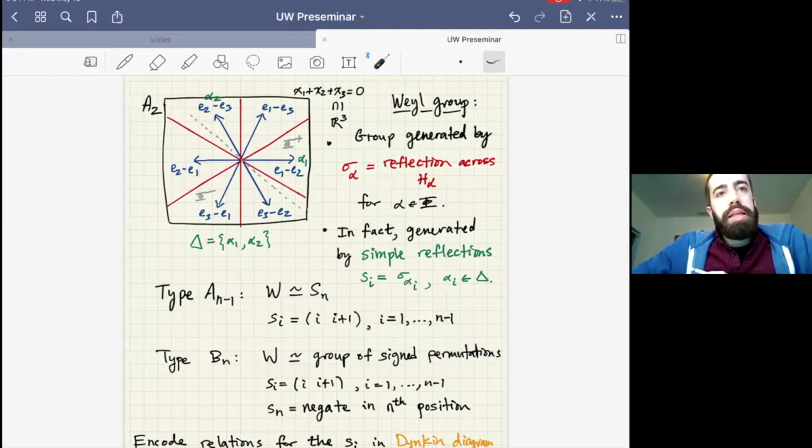How I came up with this choice is that I chose a generic hyperplane, some hyperplane which is not perpendicular to or containing any of my roots. That's this dashed gray line. This divides my roots into two halves. So phi plus, the positive roots, are those on one side of my dividing line, and the negative roots, phi minus, are on the other.